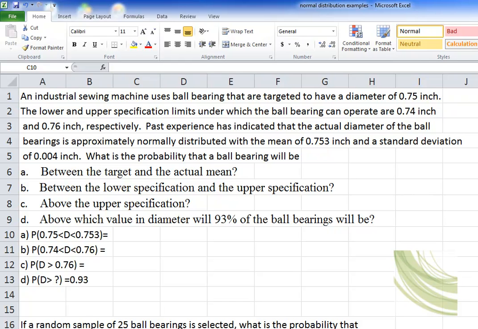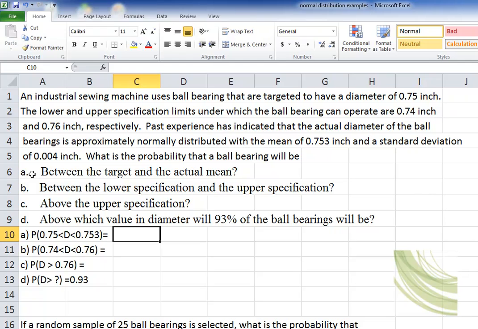Now this podcast is for real examples about normal distribution. So when you read the questions, make sure you know these important quantities: the 0.75 target value, 0.74 lower specification limit, 0.76 upper specification limit, and mean 0.753, standard deviation 0.004.